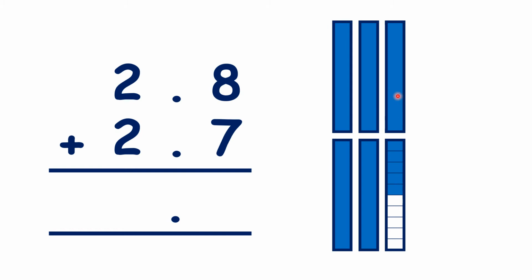So because we made 1 whole by adding our tenths, we write 1 under our units column and 5 in our tenths column. Now onto our units, we have 2 plus 2 plus 1, so that's 5 units altogether, giving us an answer of 5.5.